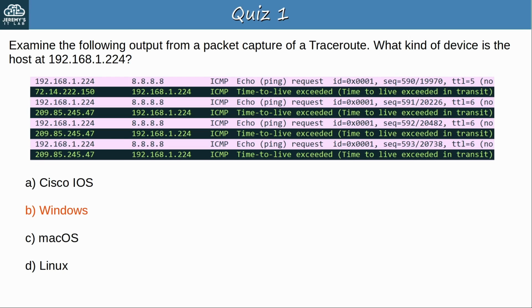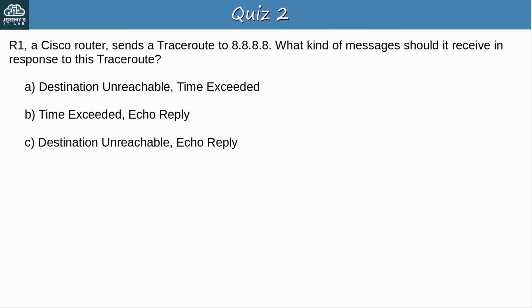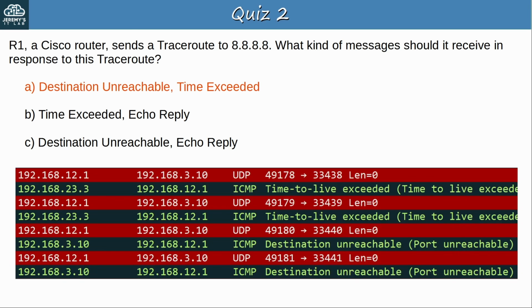Okay, let's go to question 2. R1, a Cisco router, sends a traceroute to 8.8.8.8. What kind of messages should it receive in response to this traceroute? Pause the video now to think about the answer. Okay, the answer is A, destination unreachable and time exceeded, as shown in the packet capture below. All routers in the path should send time exceeded messages, and the final destination host should send destination unreachable messages. Specifically, code 3, port unreachable.